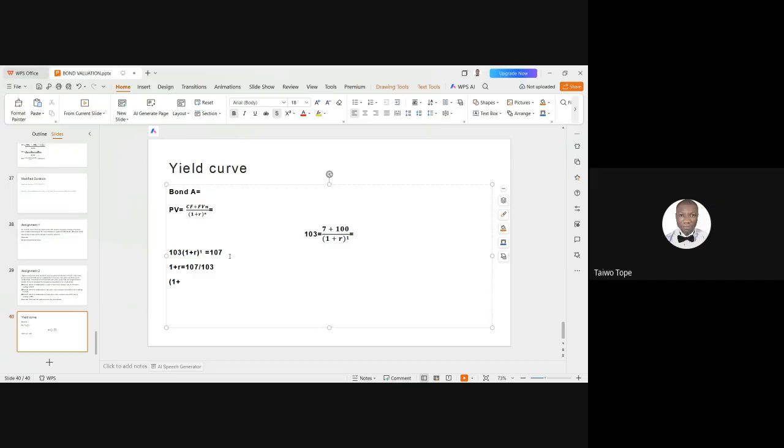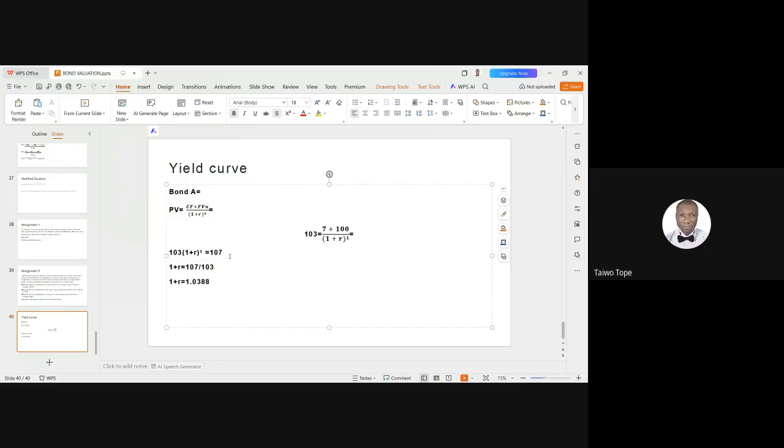So 1 plus R. So let me just conclude my class. 107 divided by 103 will give you 1.0388.